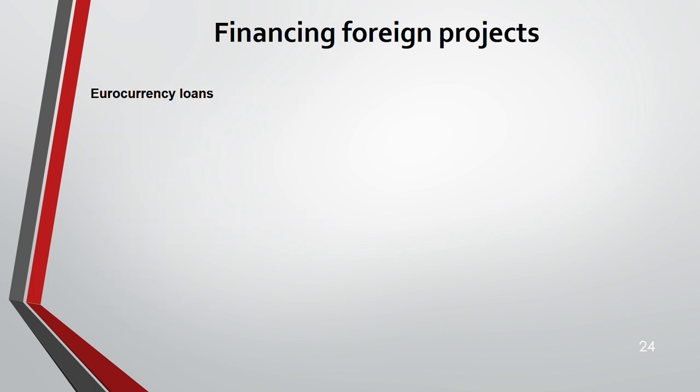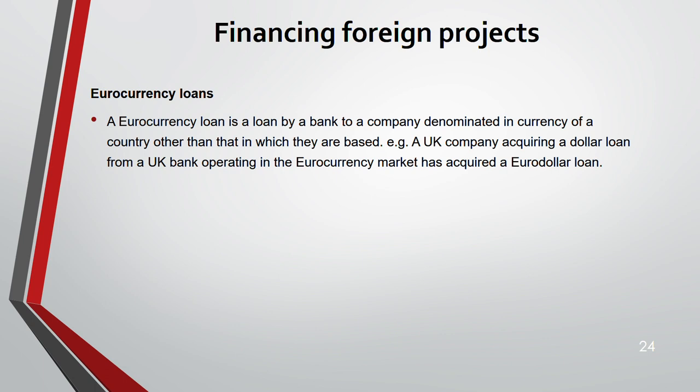What is a euro currency loan? A euro currency loan is a loan that is given by the bank to a company that is denominated in a currency other than that of the country in which they are based. For example, a UK company wants a dollar loan, so they can get it from the euro currency market. It is known as a euro dollar loan. Rather than taking a loan in pounds, they are taking a dollar loan from the bank. That is known as a euro currency loan.